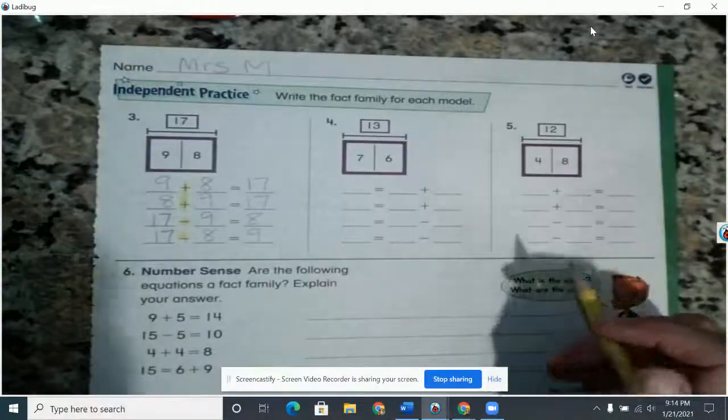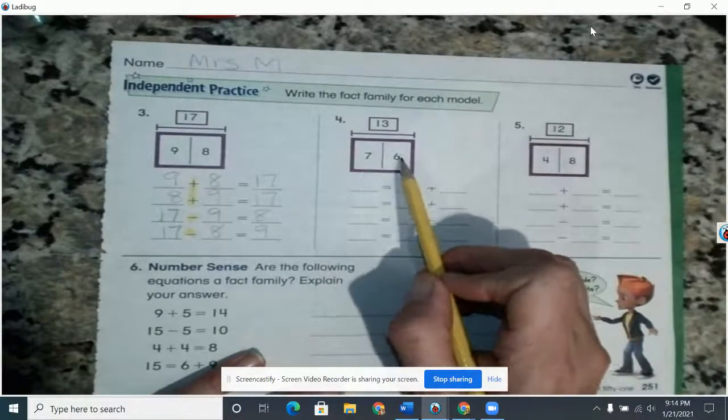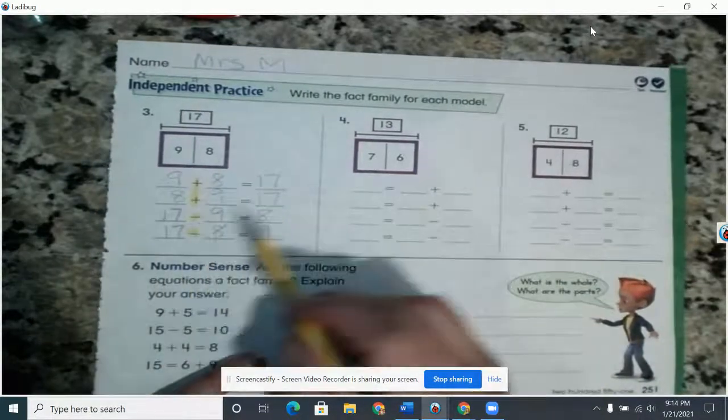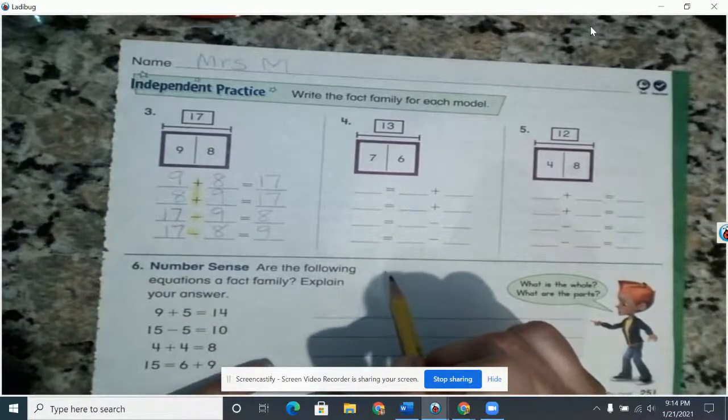It should be easy. Okay, so then I have my 13, and 7 and 6 equals 13. So I'm going to do, here are those equal signs in the beginning again. I don't like those for subtraction.